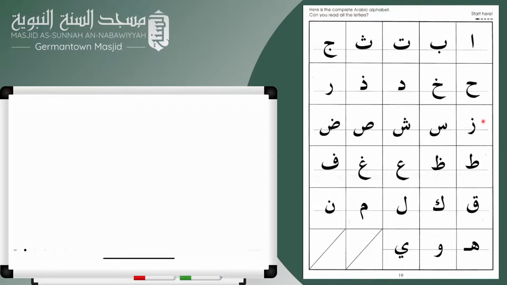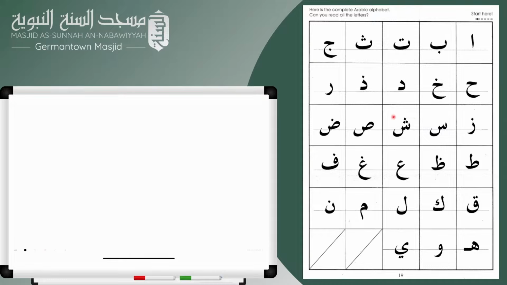Second box, third line, for those following on Mixler. Seen, seen, seen. Next box, which is third box, third line. Sheen, sheen, sheen. As you can see, the seen and the sheen have identical shapes, except that the sheen is distinguished by 3 dots. The seen has no dots.